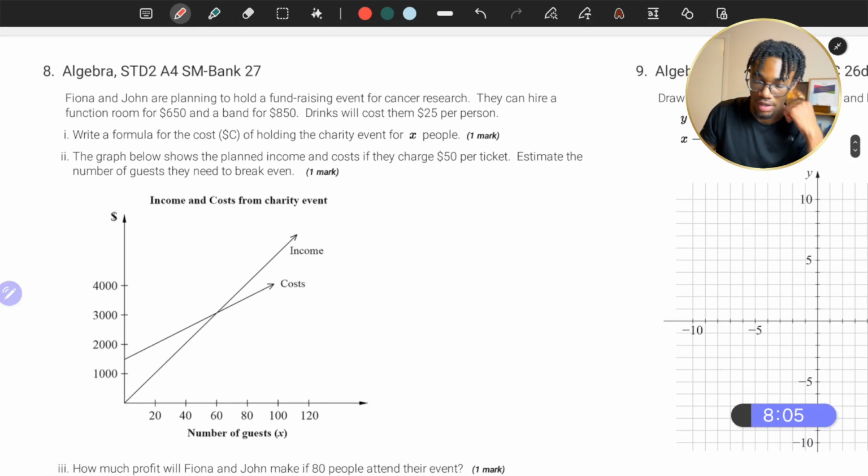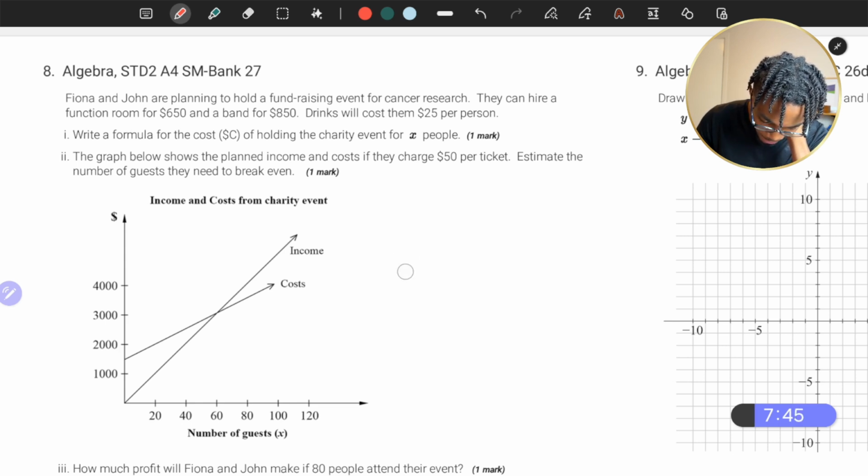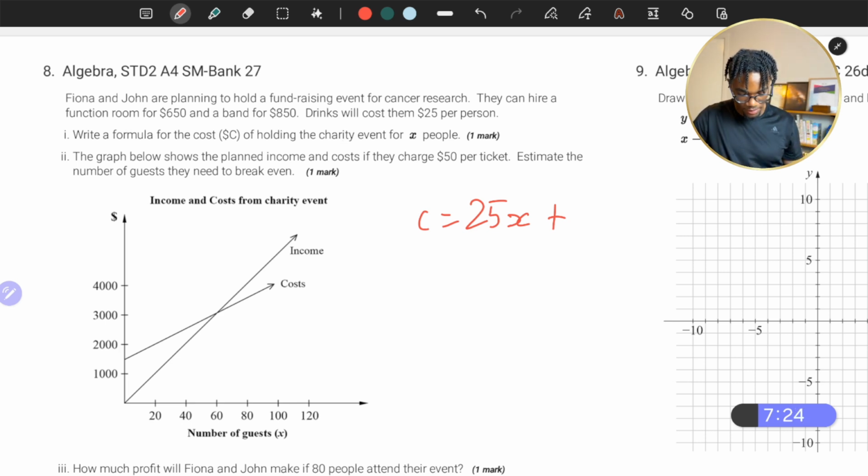So Fiona and John are planning to fundraise for an event for cancer. They hire a function room for $650 and a band for $850. Drinks cost them $25 per person. Write a formula for the cost C of the charity event. I'm just going to write what I see. So C equals $25 per person, plus 650 and 850, which is 1,500.